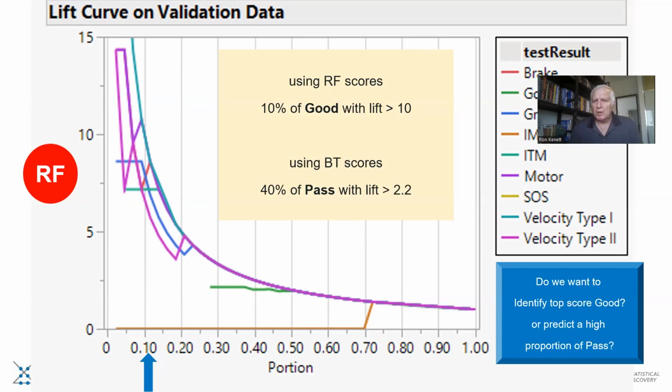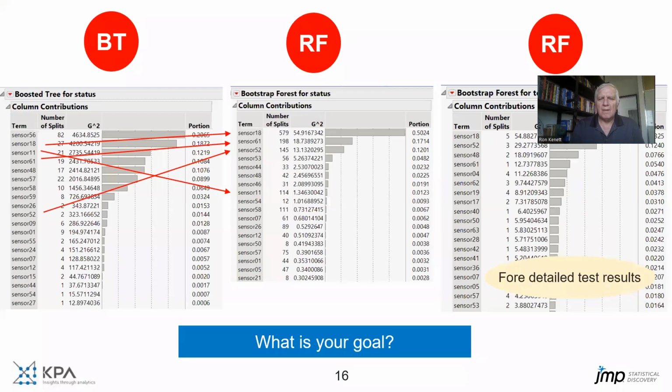So now this is posing a question. Remember the topic of the talk. What are we looking at? Do we want to identify top score good systems? The random forest would do that with the test result. Or do we want to predict a high proportion of pass? The bootstrap tree would offer that. A secondary question is to look at what is affecting this classification.